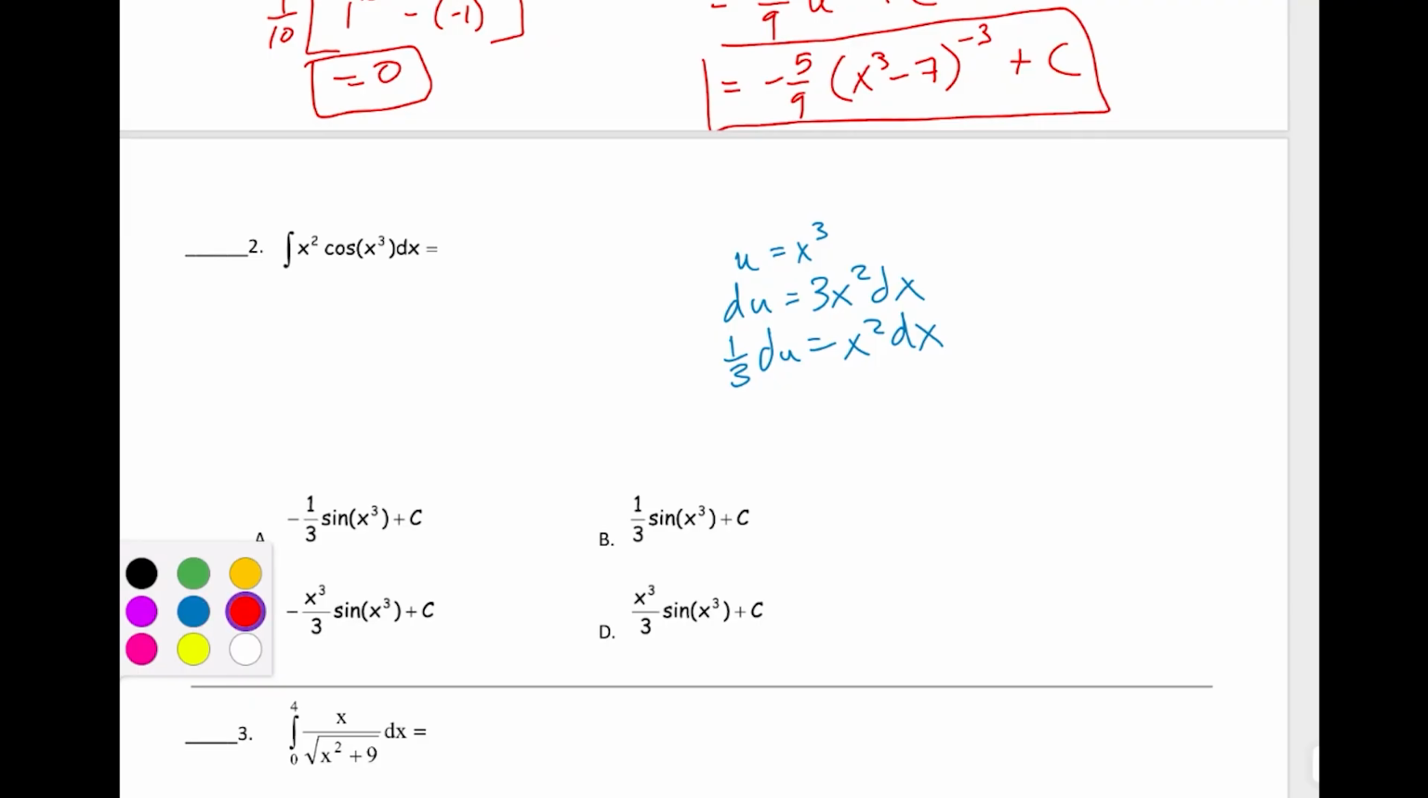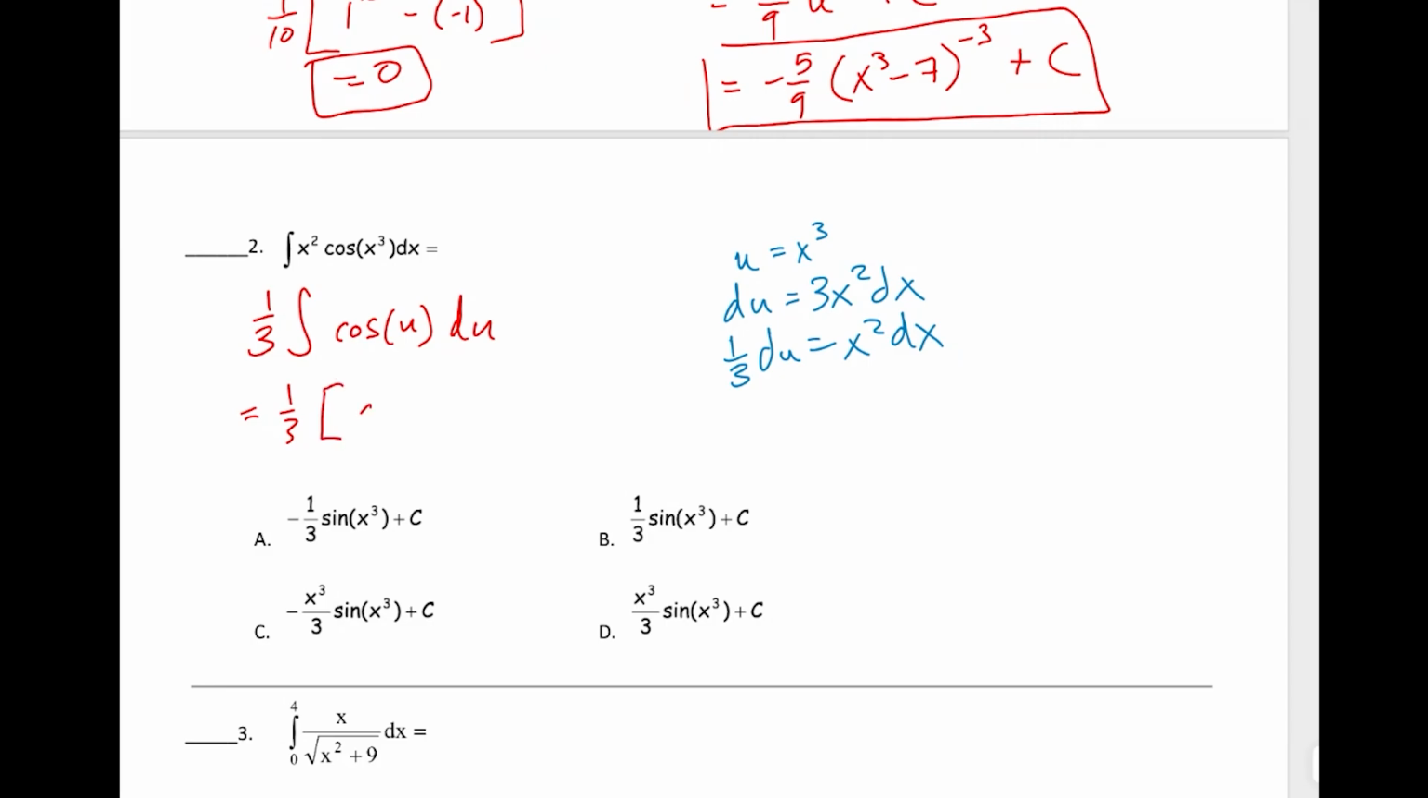And now I can rewrite this integral as the integral of cosine of u times 1/3 du. So I'm actually going to bring that 1/3 out here and write it like this. So now we're going to integrate. Since the derivative of sine is cosine, the antiderivative of cosine is sine. And so we've got 1/3 times sine u plus c.